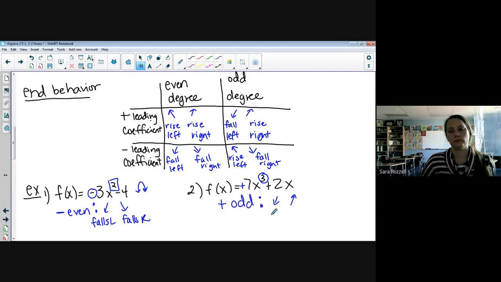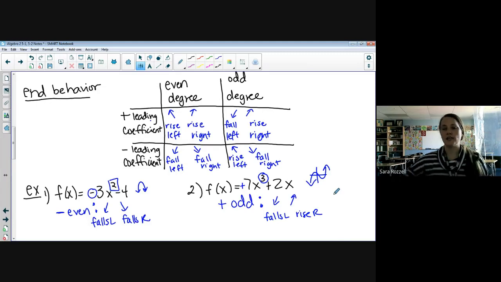And that's a falls left, rise right. You can think about what a positive cubic looks like. It looks like this, down followed by up.